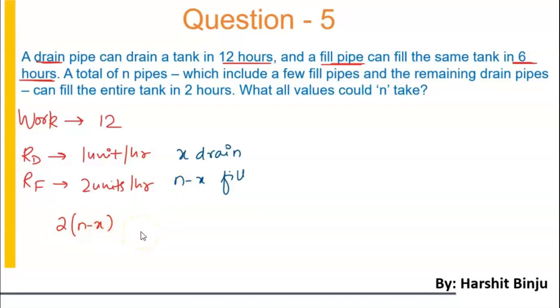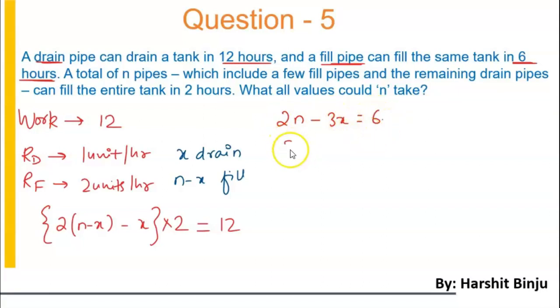and the work done by drain pipes. Now if we are considering filling to be positive, we will automatically consider draining to be negative. So minus of x, and then it's all multiplied by 2, because we have to take time into consideration, and this should be equal to 12. So we are going to get our equation as 2 times n minus 3 times x is equal to 6. So 2n is equal to 6 plus 3x. So n is equal to 3 plus 3x by 2.